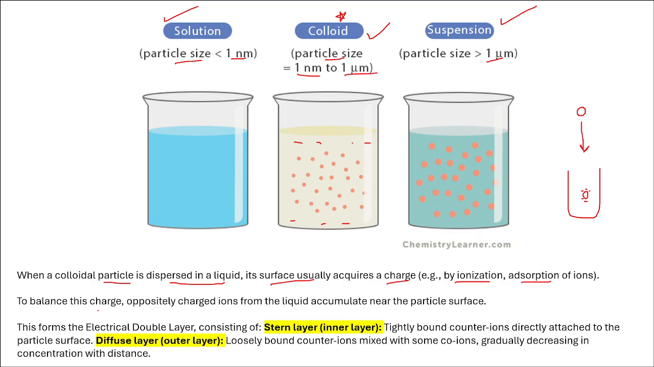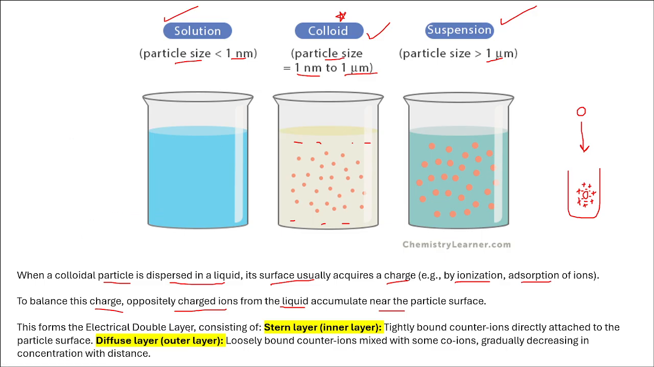To balance this charge, oppositely charged ions from the liquid accumulate near the particle surface. Suppose it acquired negative charge, then what would happen? The positively charged ions from the liquid would come and form a kind of electrical double layer. I'm explaining in very simple terms, because the next technique that I'll be explaining for nanoparticle characterization relies on this particular principle, this particular concept.